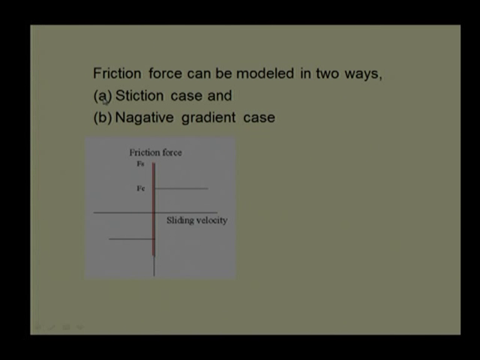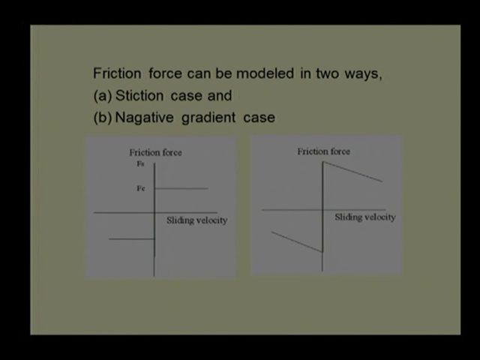We can consider two cases. This is the first case, where we assume an ideal case. Initially there is a high static coefficient of friction that makes a high friction force, and then subsequently a lesser friction force. So there is an abrupt change: it drops, not to 0, but to Fc, and that continues. This is the ideal case, which is only stiction: immediately the junctions are broken and the block starts sliding.